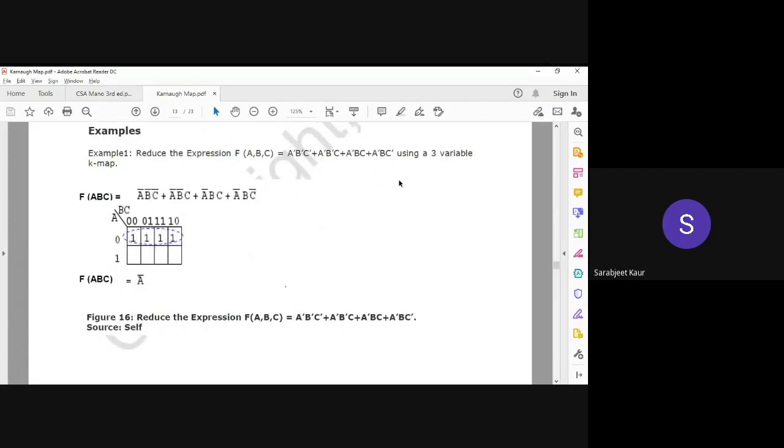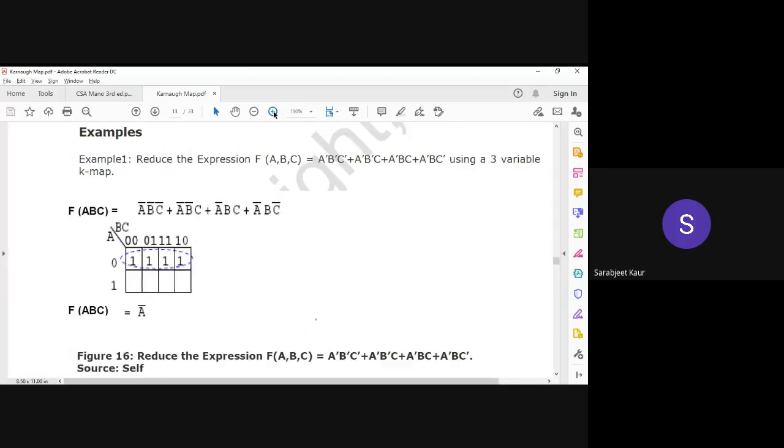Now, let us put our knowledge to use and try to reduce some expressions. The first question that you see on your screen is to reduce the expression F(A,B,C) using a 3 variable Karnaugh map. So what am I going to do? The first step is to represent these.